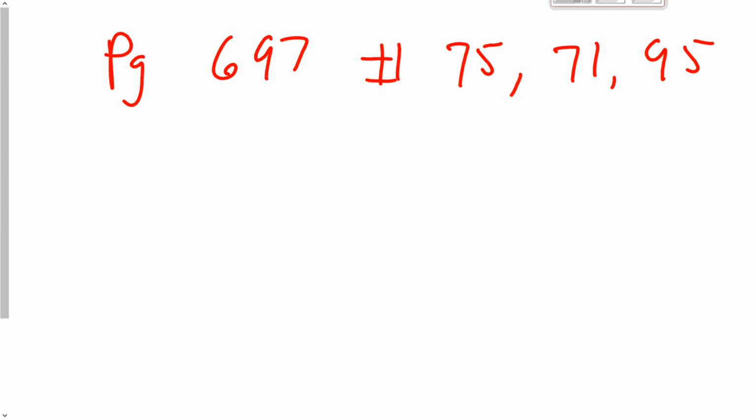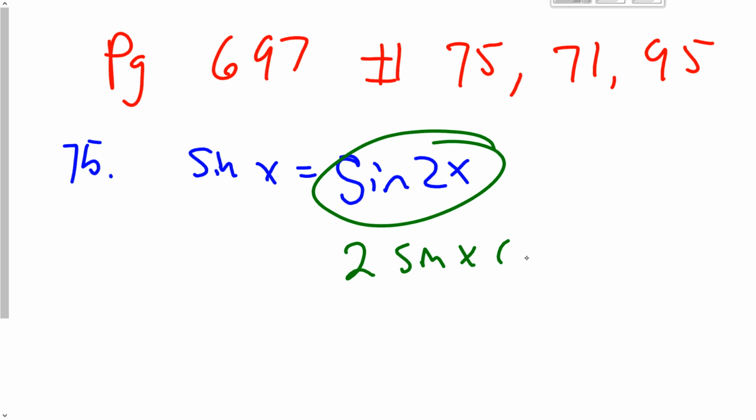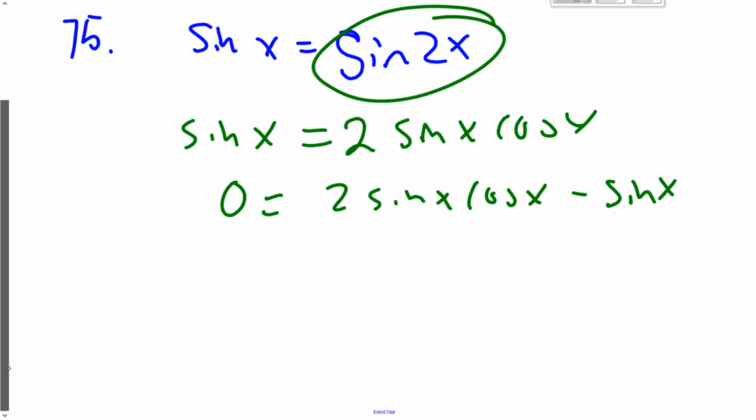Okay, so here's 3 problems due on page 697, numbers 75, 71, and 95. And here I'll do them real quick. So here we go, sine of x equals sine of 2x. And I guess when it's x, you want to do radians. So we want our answers in radians from 0 to 2 pi. So here we're going to switch this, like our example, to 2 sine of x cosine of x. Okay, and then I can subtract this over, and I get 0 equals 2 sine of x cosine of x minus sine of x. And I can factor out a sine.